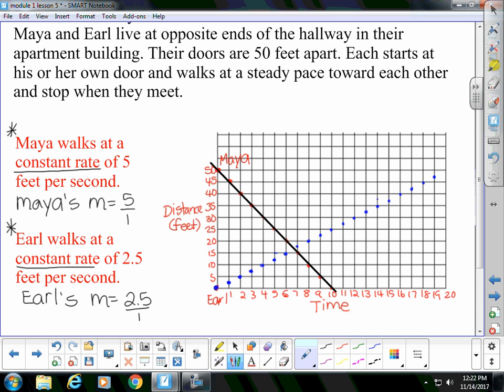I go all the way across the graph. That'll actually tell me how long it would take him to get to Maya's door. So there, that lines up with the 50. That would tell me how long it would actually take him, 20 minutes, to get to Maya's door. But what we're actually looking for is where do they meet.